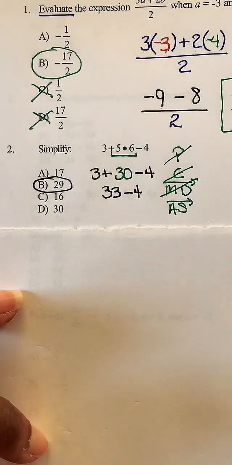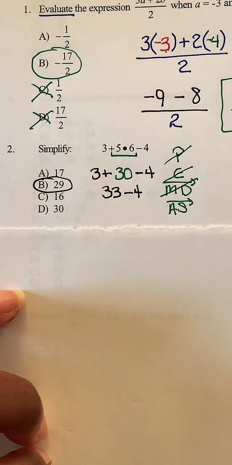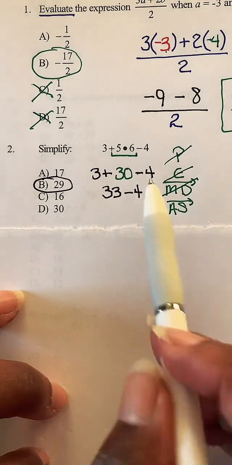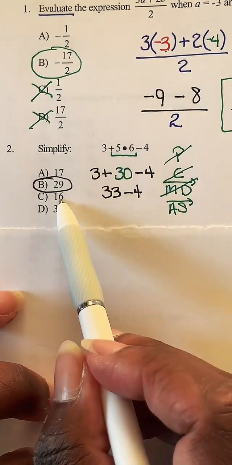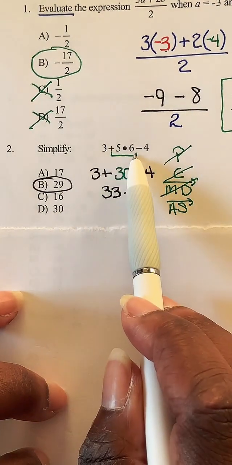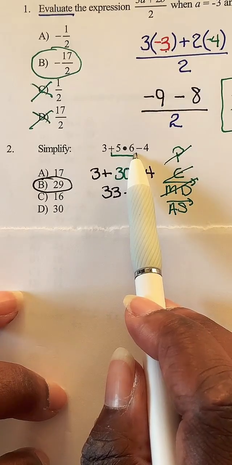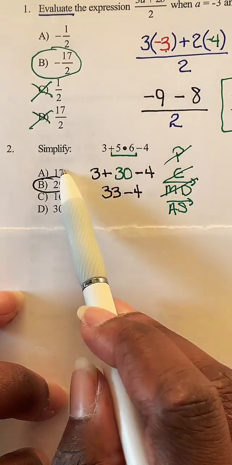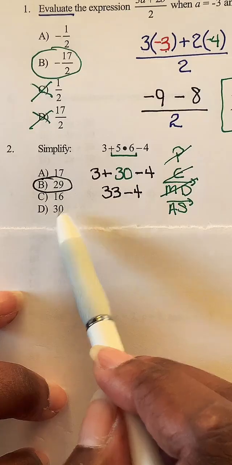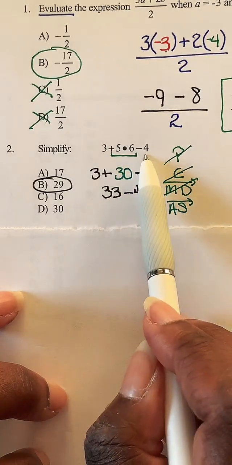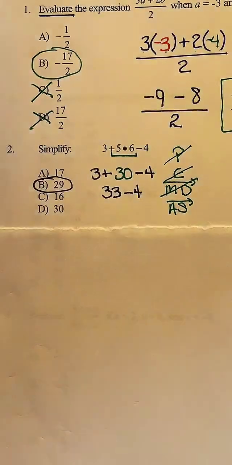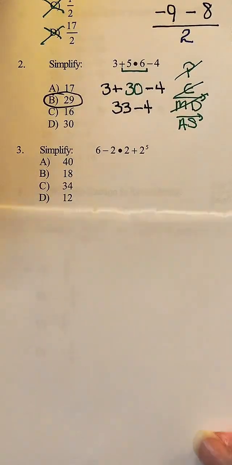Now, we don't have any division, so we don't have to worry about that. Now we've got addition or subtraction, so from left to right. Okay, 3 plus 30, that gives me 33. Now we've got our 33 minus the 4, that gives us our B of 29.